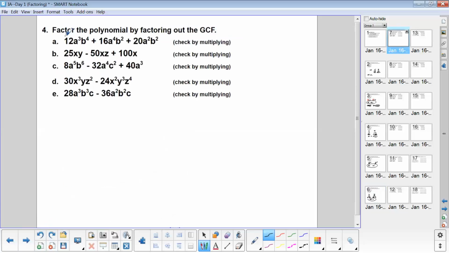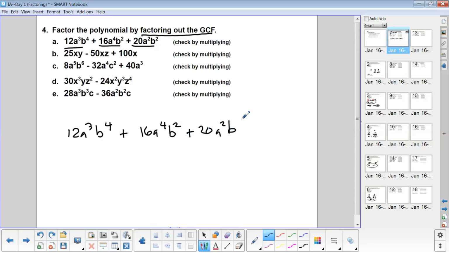Next set of examples we talk about in class is factor the polynomial by factoring out the GCF. So what we're going to look at for all of these examples is, what does each term have in common? So 12a to the third b to the fourth, plus 16a to the fourth b to the second, plus 20a to the second b to the second.